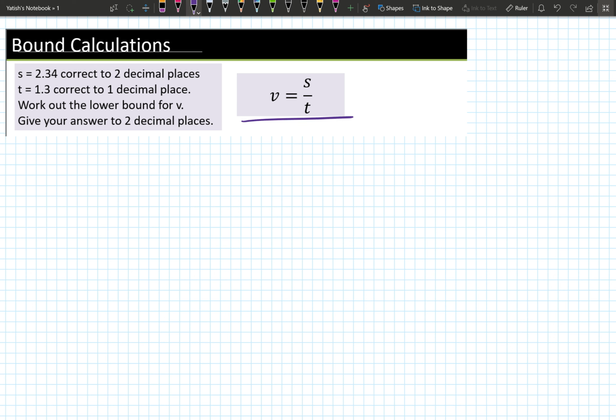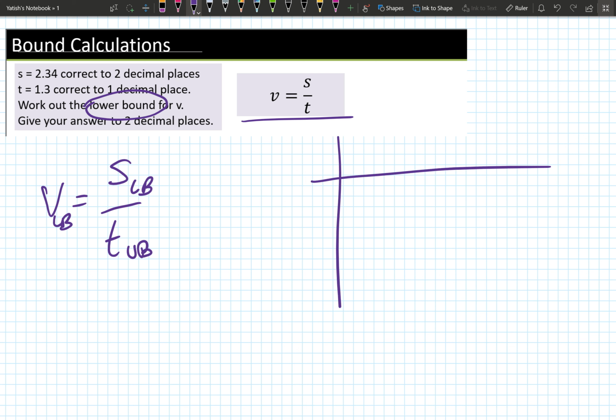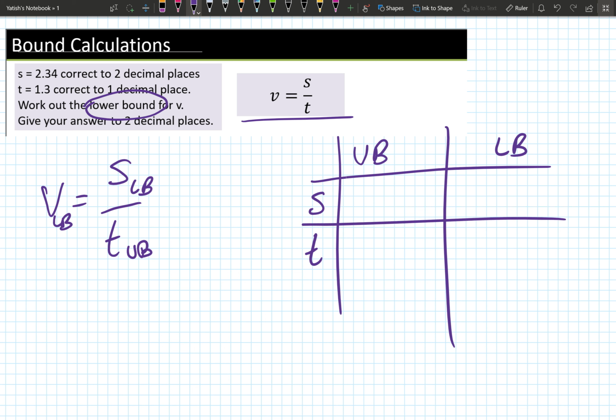We've been given a formula here, so V equals S over T. Now we're finding the lower bound, so I'm just going to write lower bound, and then upper bound here. So then we need to draw a table. We know that our values are S and T, and we're looking for the upper bound and lower bound. Now we don't need to work all four out, but it helps just with checking our own working out.